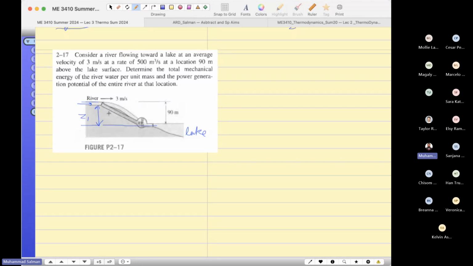So Z1 is the height. This location is 90 meters above the lake surface, and the lake surface is assumed to be the datum line, so Z1 is 90. The average velocity, small v, is 3 meters per second, and the volume flow rate is given.